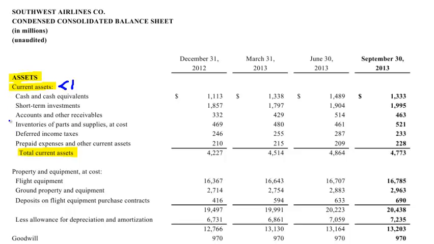This list is in the order of liquidity. The most liquid asset a company has is cash, because cash is already cash. The second most liquid asset they have is short-term investments. Short-term investments can be things like certificates of deposit or short-term bonds, things that can be readily converted into cash if it was needed.